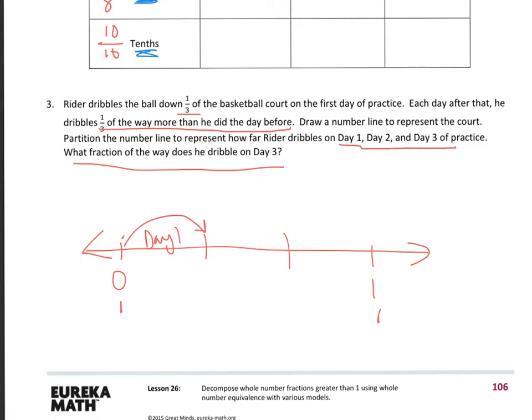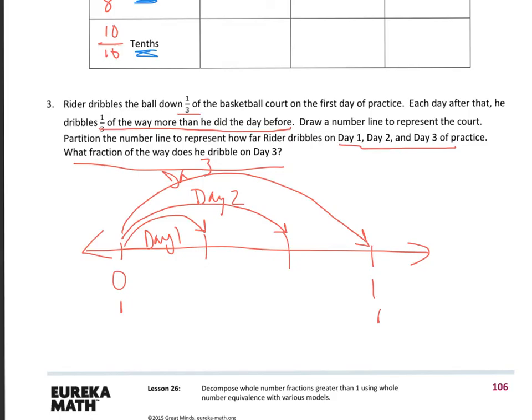Each day after that, he dribbles 1/3 of the way more. So if I start at 0, I have to go another third, which is actually 2 thirds. So that's day 2. And then the next day, he went 1/3 past that. And that's day 3.